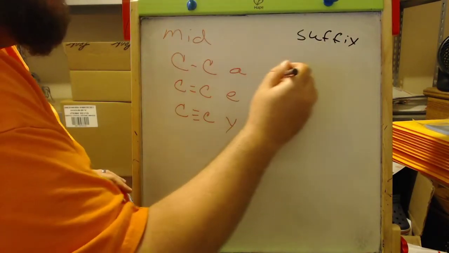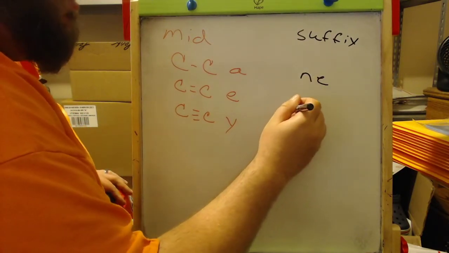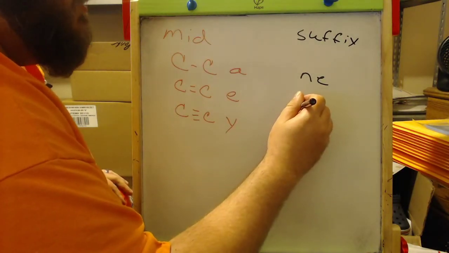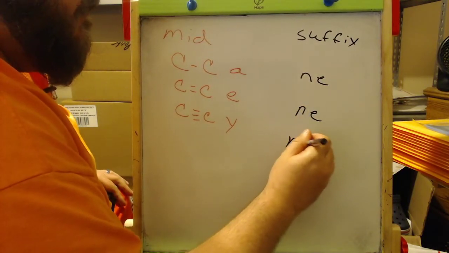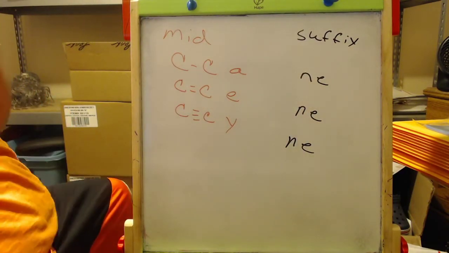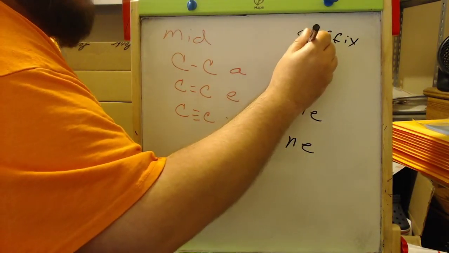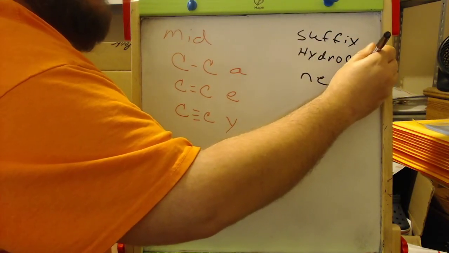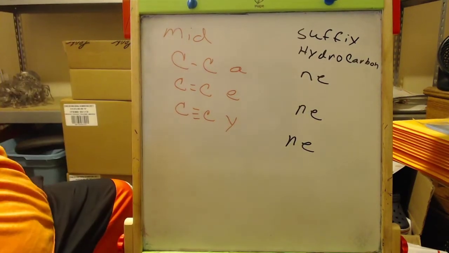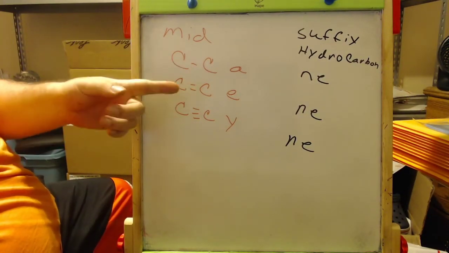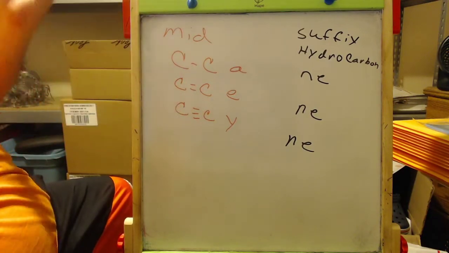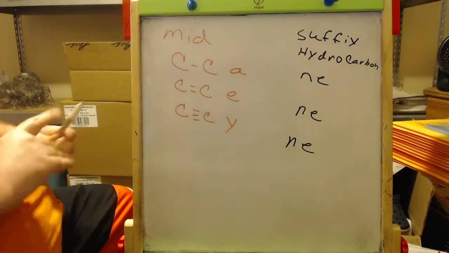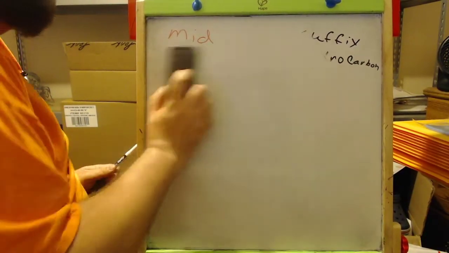And for a C to C, all I contain is hydrocarbons, carbons and hydrogens. My ending is NE. My suffix is NE if I'm just a hydrocarbon, whether I have a double or triple bond. I don't have anything else in me, just hydrogen and carbon. Whether I have a single bond, I'm saturated, or I have an unsaturation or multiple bonds, that's how it works. So let's put it all together.